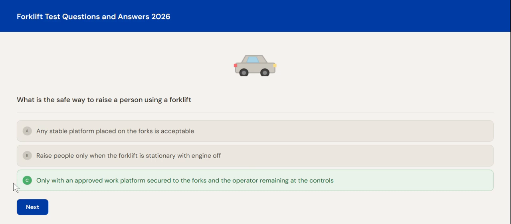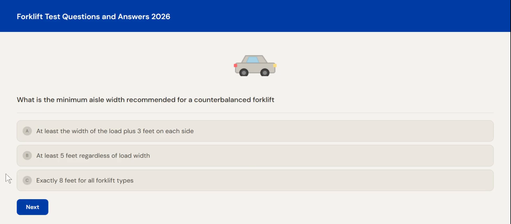Next point. What is the minimum aisle width recommended for a counterbalanced forklift? At least the width of the load plus 3 feet on each side. That clearance is the minimum for safe travel and turning. Narrower aisles mean slower speeds, more caution, and a greater risk of striking shelving or pedestrians.